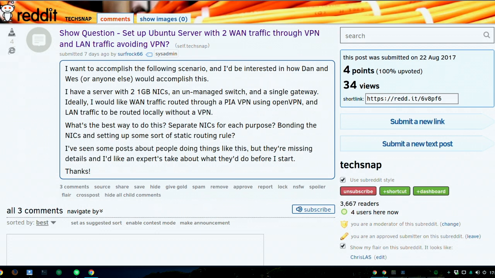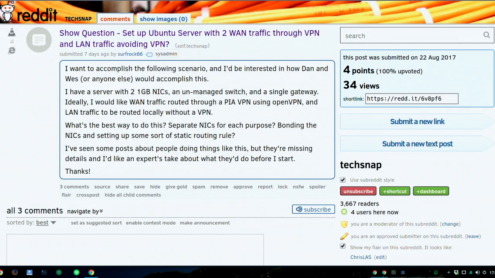But basically, what you want to do is you've got a server, and I'm going to assume the server he's talking about is going to be his gateway. It's the one that's going to be running OpenVPN. So what you want to do is hook one NIC up to your single gateway, and the other NIC up to this unmanaged LAN. One of the NICs is going to be WAN traffic, and the other NIC is going to be LAN traffic.